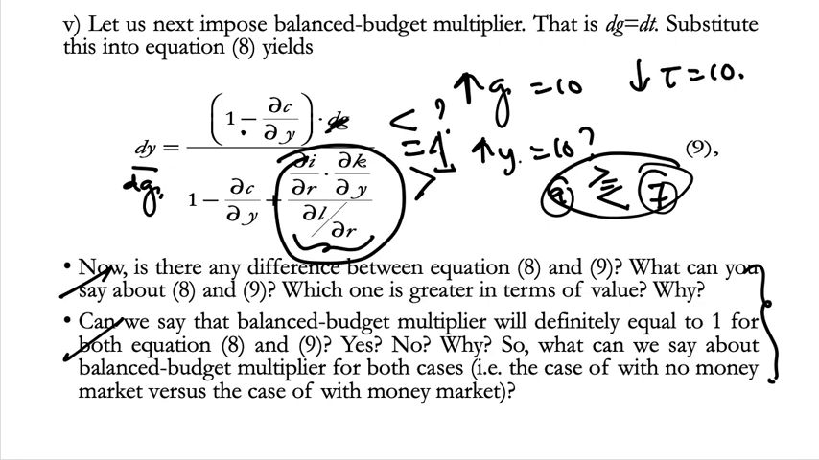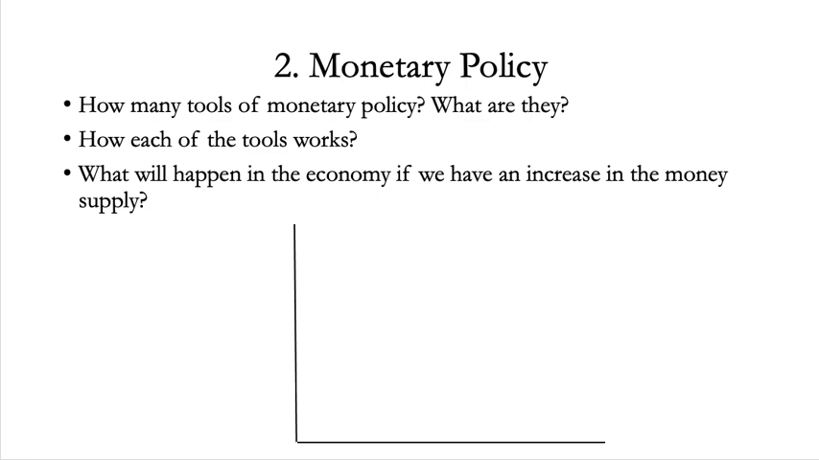Alright, so that's it for fiscal policy. Now we move to monetary policy. So here we are with monetary policy, the second type of government economic policy. Now let us revise some basics of monetary policy. So how many tools of monetary policy and what are they? If you revise, we have 3 different tools.